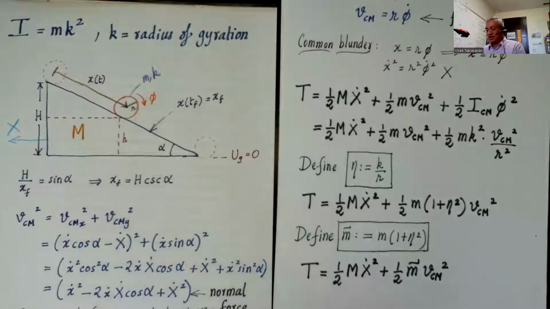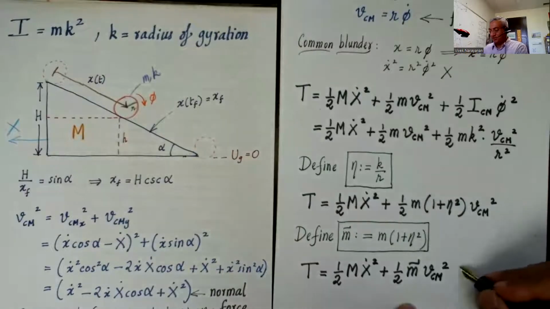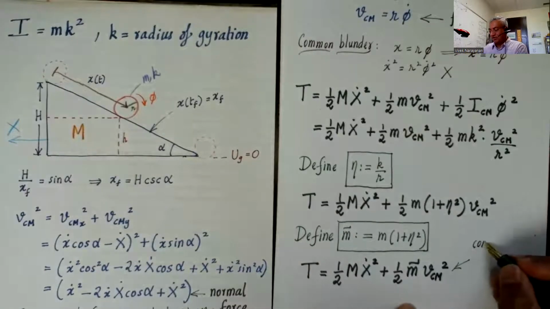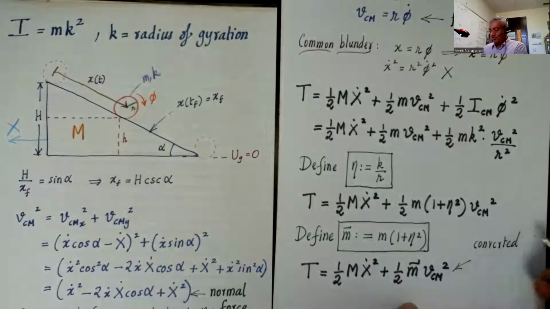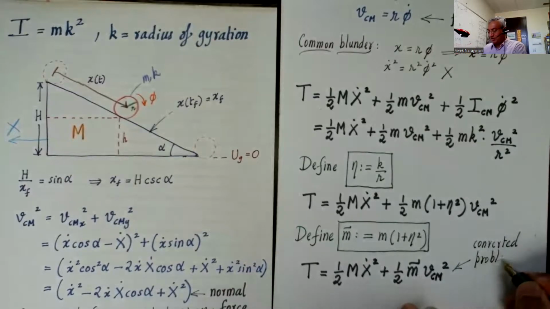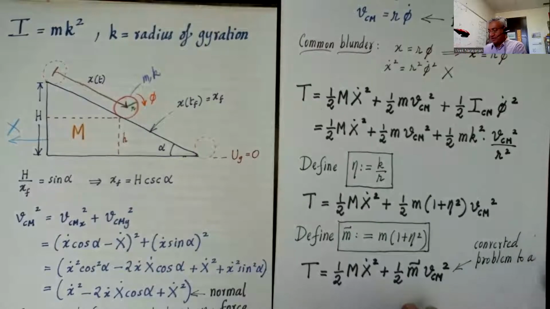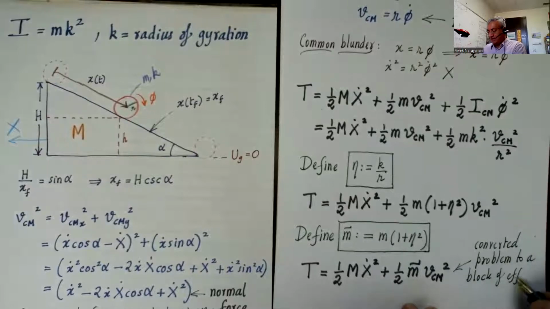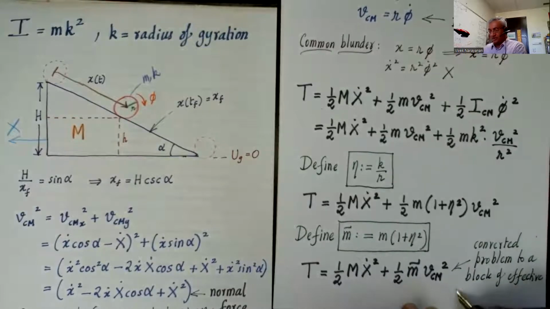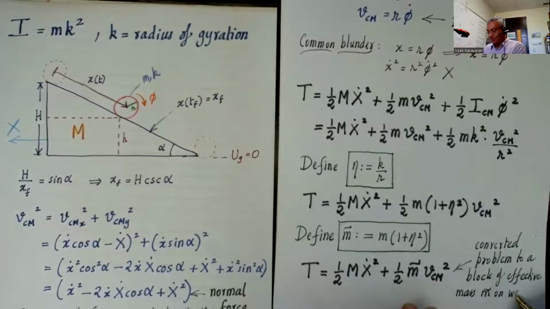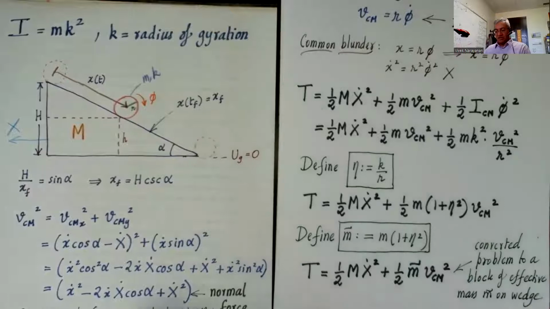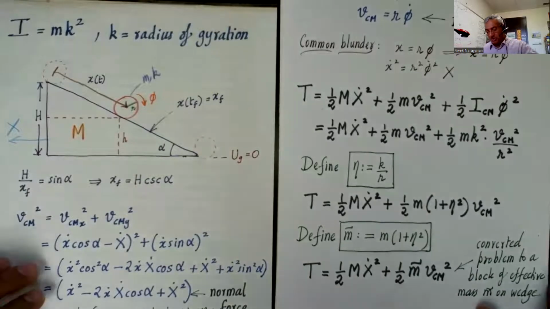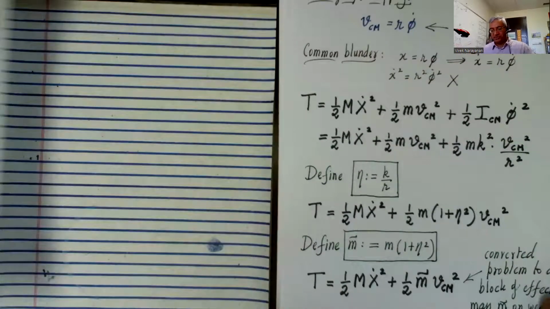So the accomplishment on this page has been to convert the problem to a block of effective mass m tilde on a wedge. Now all we have to do is write the potential energy term and then the Lagrangian. So let's proceed to do that.